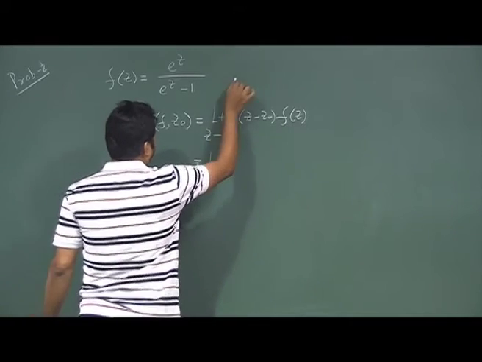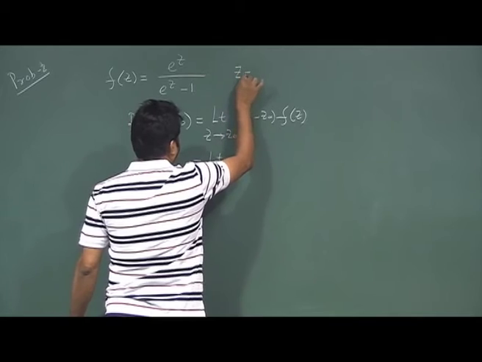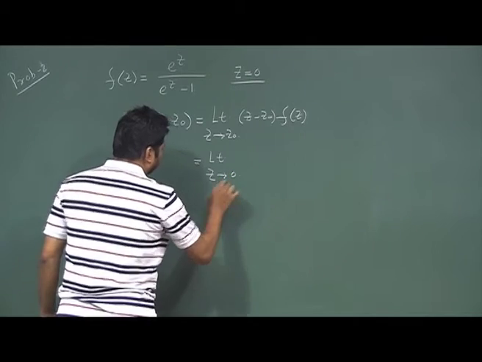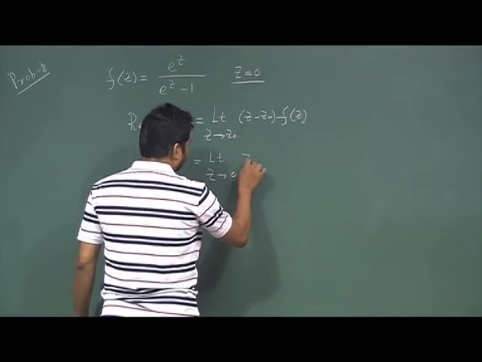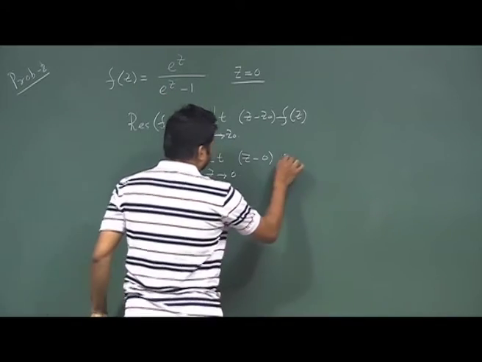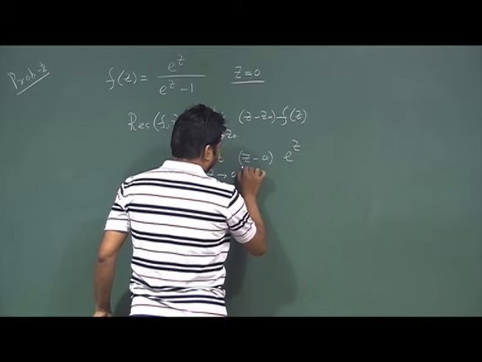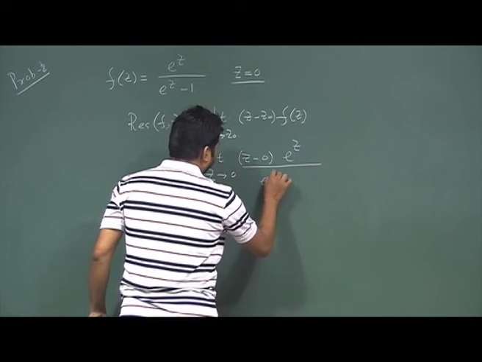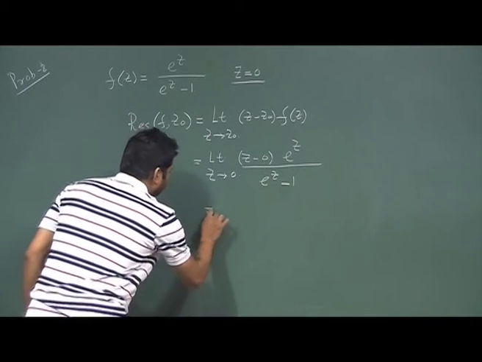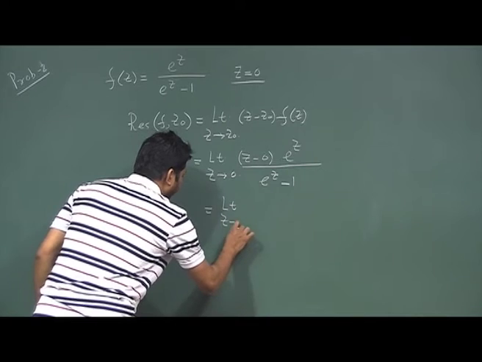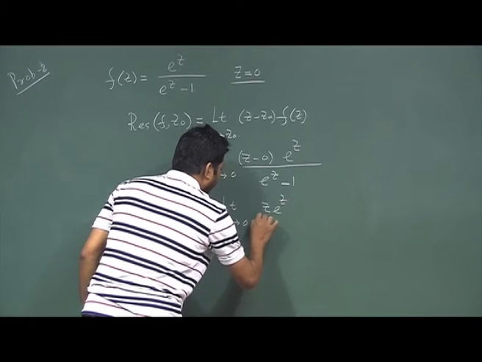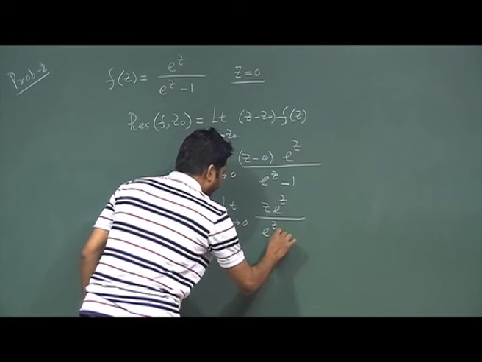The singular point is at z equal to 0. This is my singular point. So limit z tends to 0, I multiply z minus 0 to the function, whatever function is given to me, which is e to the power z divided by e to the power z minus 1. Now this limit I need to evaluate, that is all. So eventually I have z e to the power z divided by e to the power z minus 1.